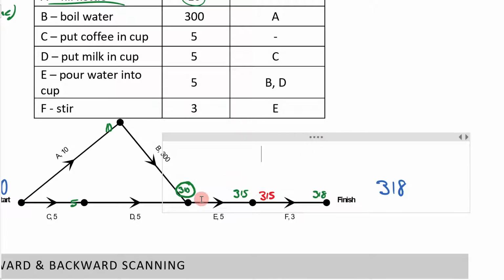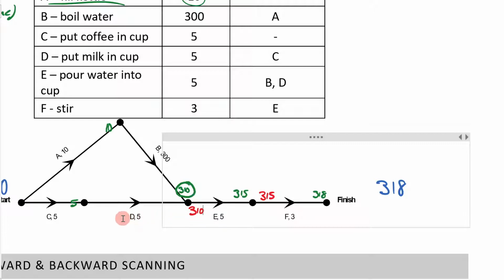All right. The way that you find your latest start time for activity E is you take this latest start time and you minus the length of activity E. So it's going to be 315 minus 5, which is 310. So I'll put that there. And again, what this is telling me is the latest time you can start activity E is 310.